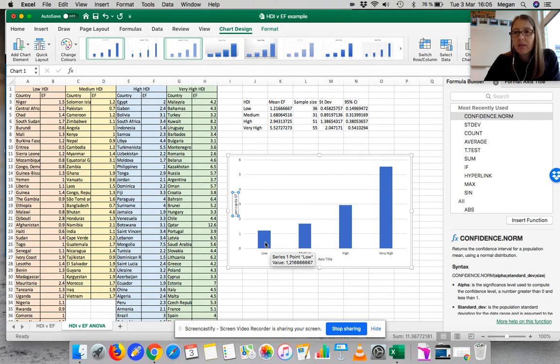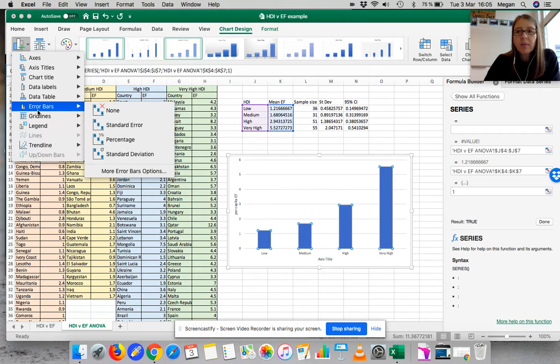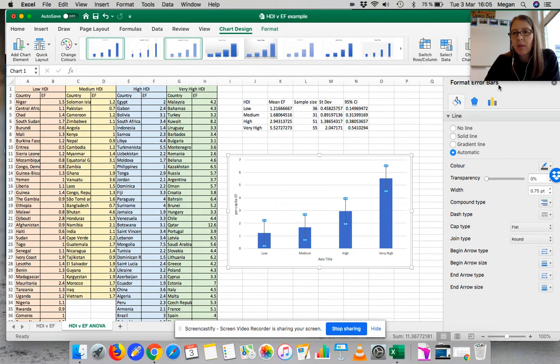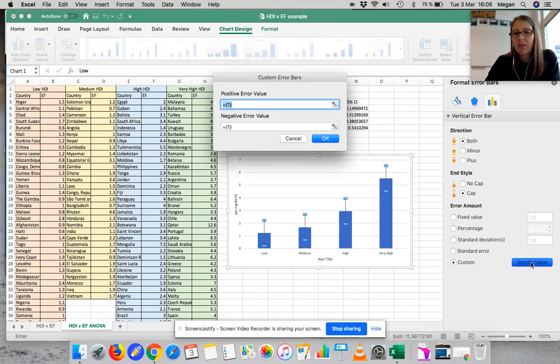Now, the next step is to add the error bars for the confidence intervals. So I'm going to add chart element, and I'm going to go to error bars, more error bar options. Okay, and can you see behind here? I don't need my formula builder, so I'm going to close that. I'm with my error bars here. And my error bars, click on the one that has the bars to get you to the format error bars part that you want. And I'm going to do custom error bars because it's got something in here that does not correlate with those values. So it's meaningless to me. I want to put in the confidence intervals for each. So I'm going to hit custom and specify value.